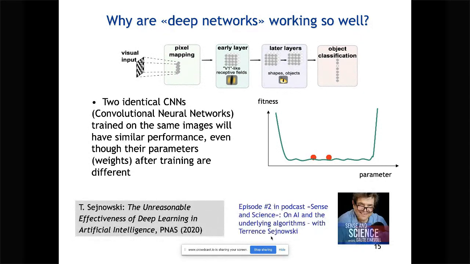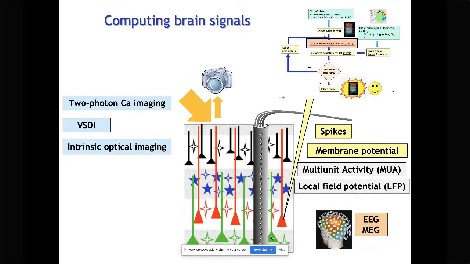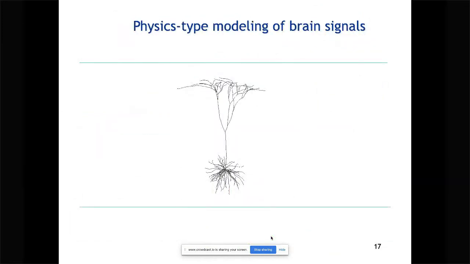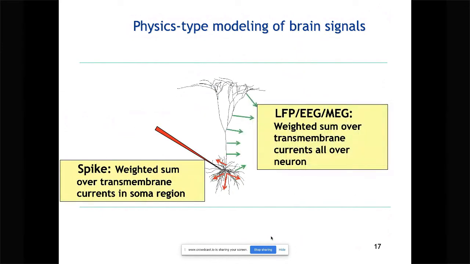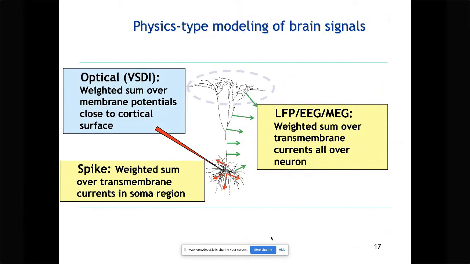So I started a podcast where we actually talked about this with Terry Sejnowski, and he had an interesting paper on the unreasonable effectiveness of deep learning and artificial intelligence that just came out. But one thing that we have worked a lot on is computing brain signals, because there are many measurement modalities: electrical ones like spikes, membrane potential, multi-unit activity, local field potential, and also optical modalities. The key thing is that if you have a model for a neuron, you can compute what an active neuron would predict or contribute to, in terms of spikes, LFP, MEG, and also optical measures. So that measurement physics is well understood.